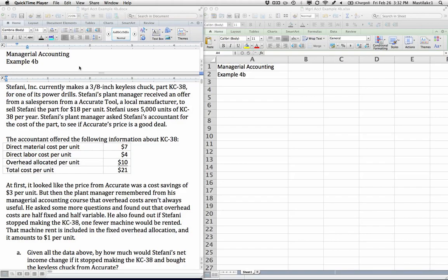Managerial Accounting, Example 4B. Please read and be familiar with this example, and we will begin.